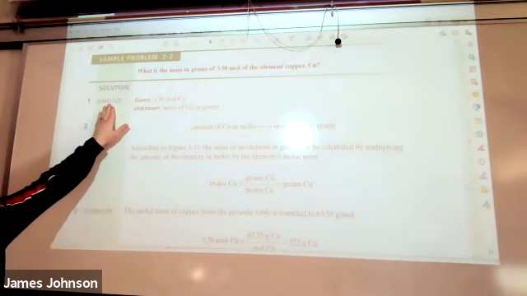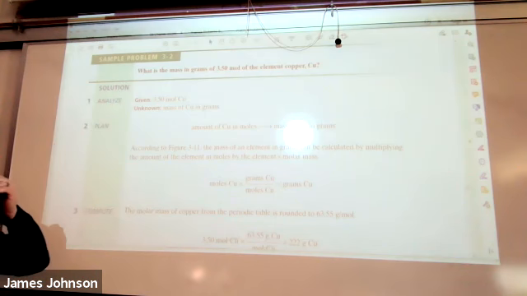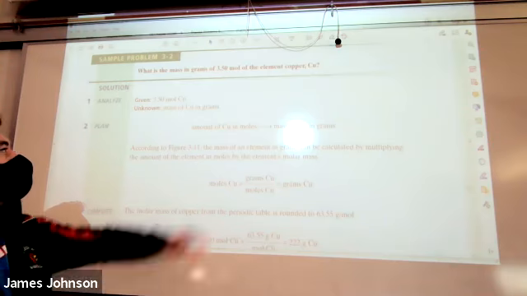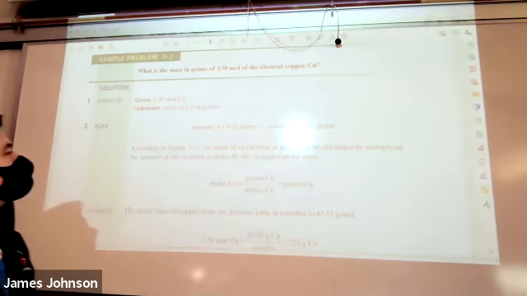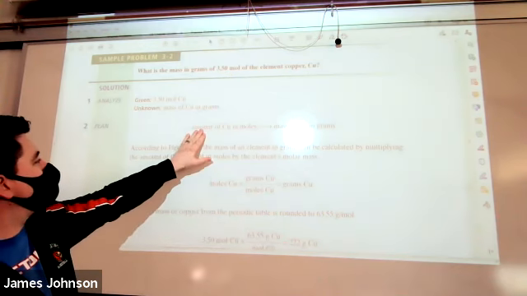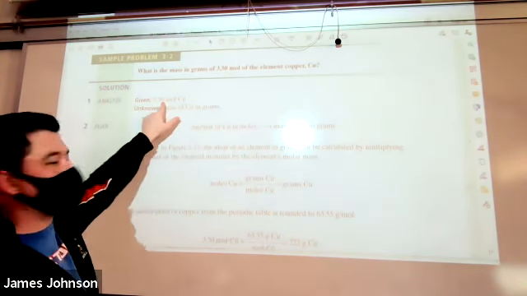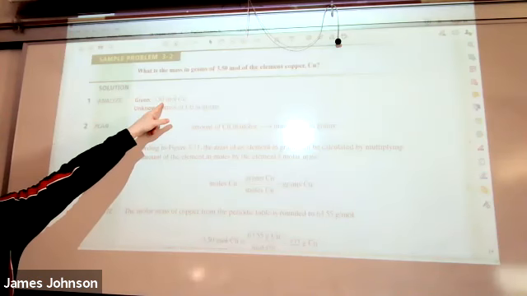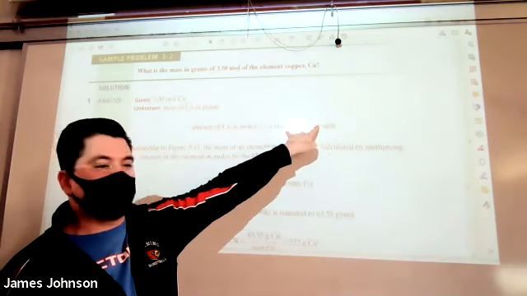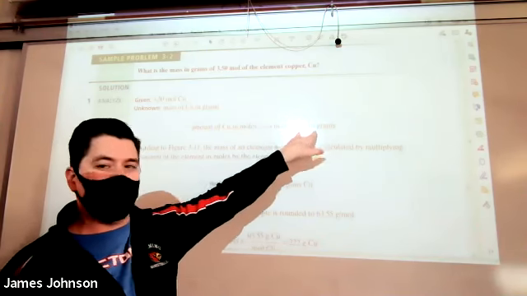First up, let's talk about what we have. We have givens here: 3.50 moles of copper. Obviously, we got that from the question. In concept, what we're trying to accomplish is take this amount of copper in moles, because that is in fact what the question gave us. We want our answer to be in terms of grams, the mass of copper in grams.